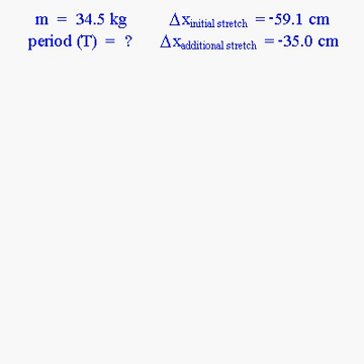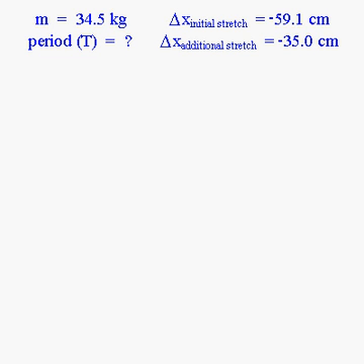Now, equation 10.11 allows us to calculate the period of a mass in motion like this, but that equation requires the spring constant, k, and we don't have that yet. So our first job is to calculate the spring constant. Well, that's not too hard. We've already done it in example 10.1.